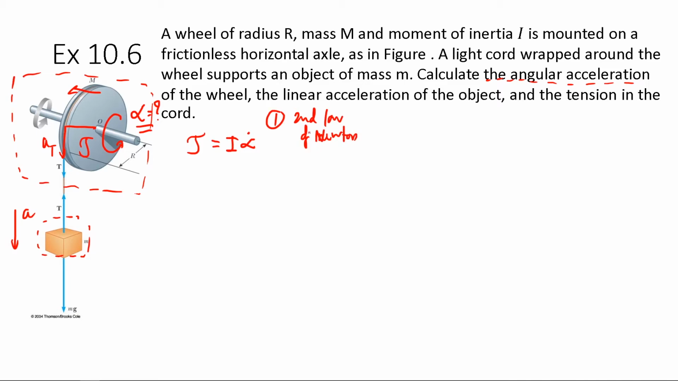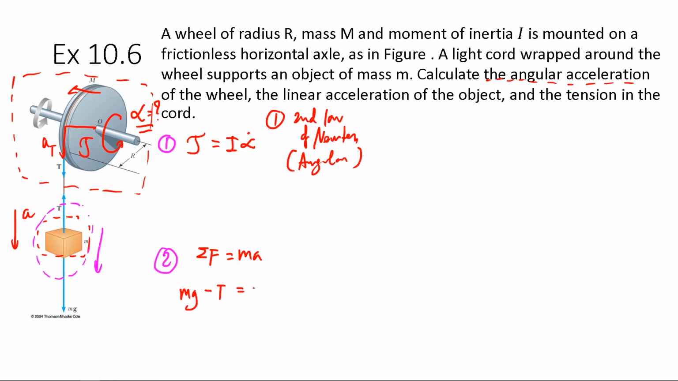This one is in the form of rotational or angular relations. I note it as the first equation. How about the second one? This box also has some translation as well. You can see it is due to Newton's second law. Rather than torque, the force exerted on the system is sigma F equal to ma, which is mg minus T equal to ma.